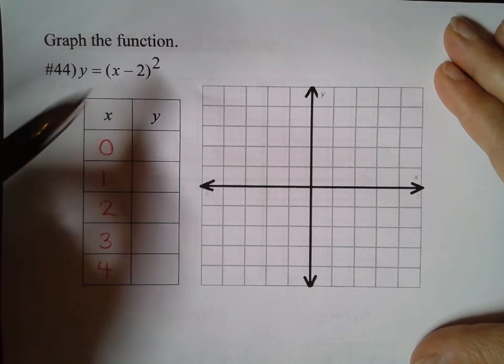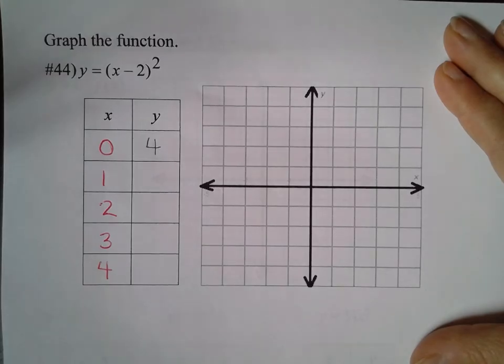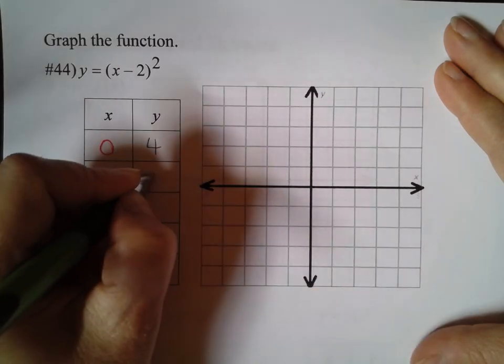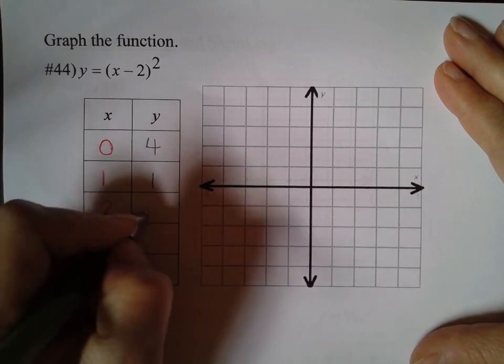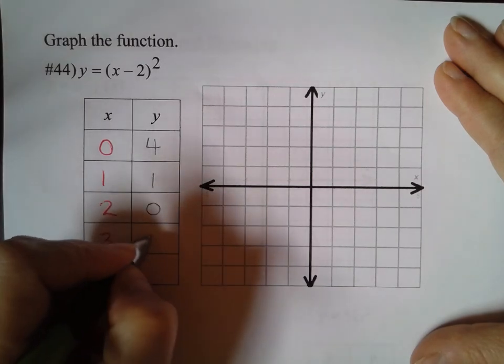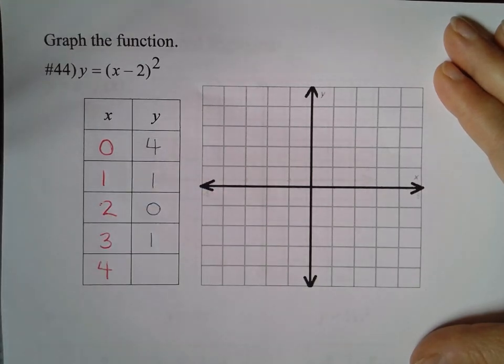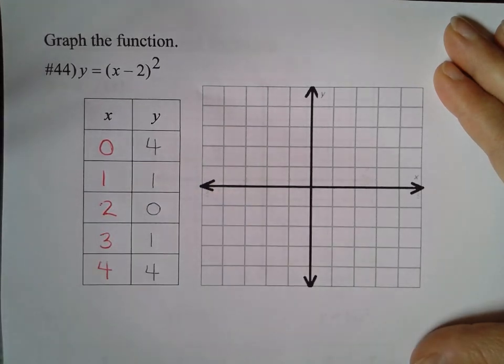0 minus 2 would be -2 squared. This is going to give me 4. If I plug in 1, 1 minus 2 would be -1 squared, would be 1. 2 minus 2 would be 0. Squared would be 0. 3 minus 2 would be 1 squared, which would be 1. And 4 minus 2 would be 2 squared, which would be 4.